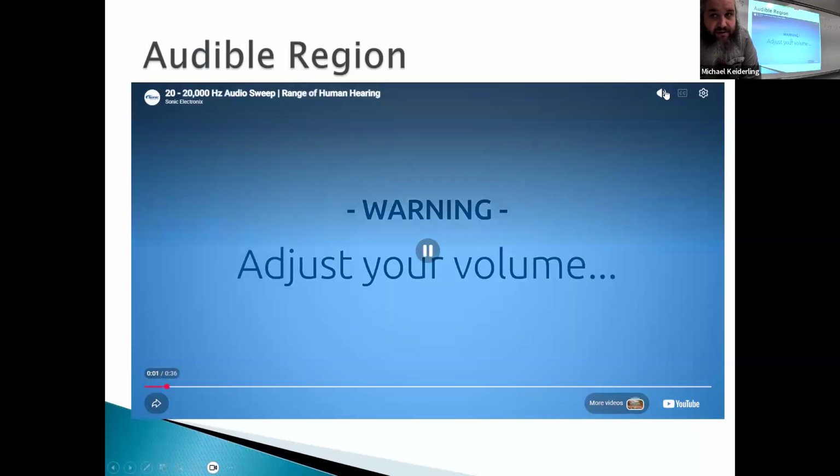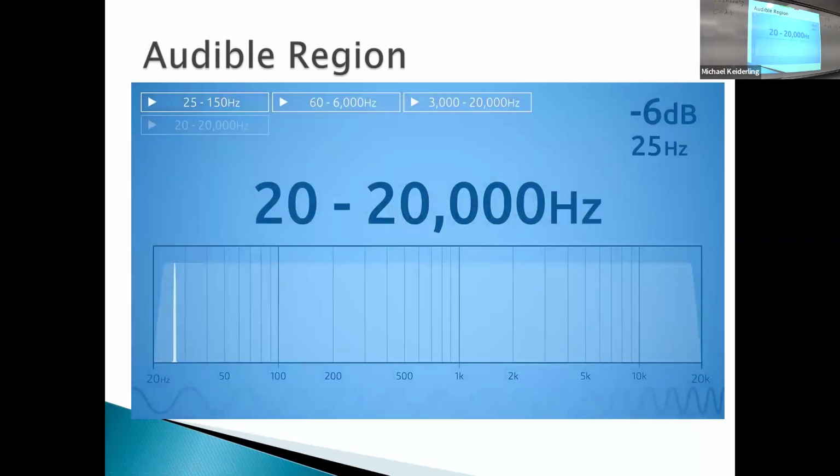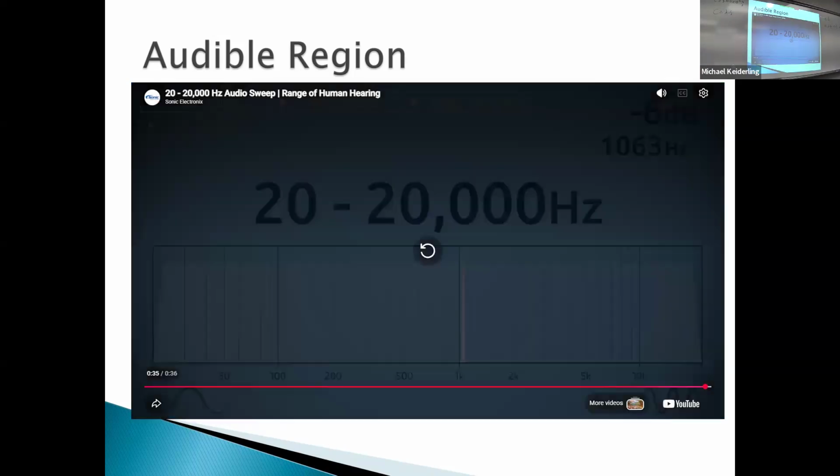Let's try this again. Just want to make sure everything is there. Yeah, so I think the bottom got cut off because of the speakers here, but this is my loudest. And then this is cutting off at the limit.